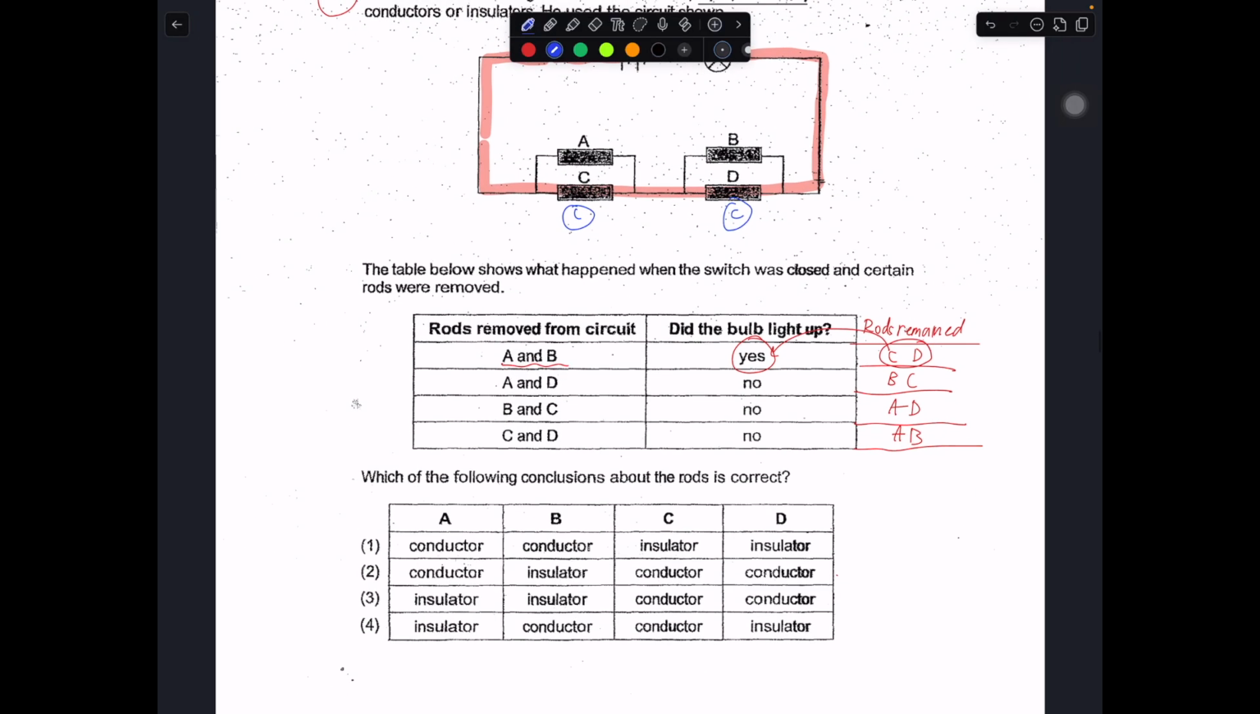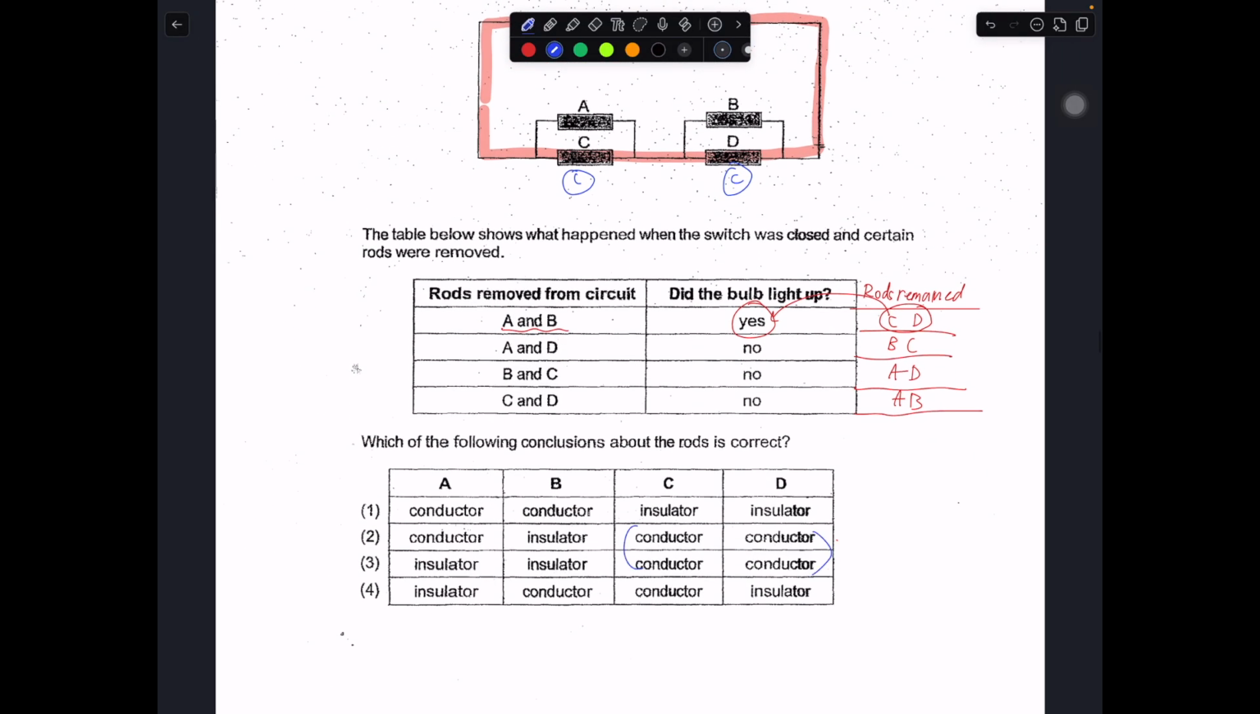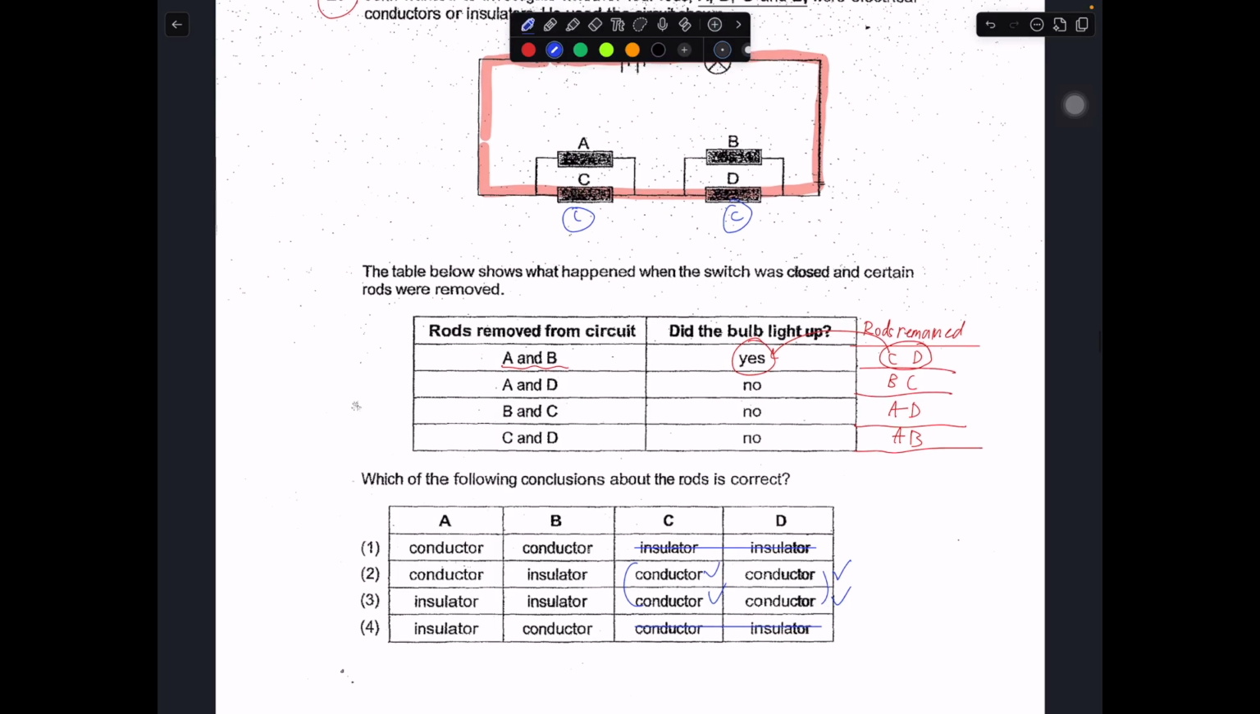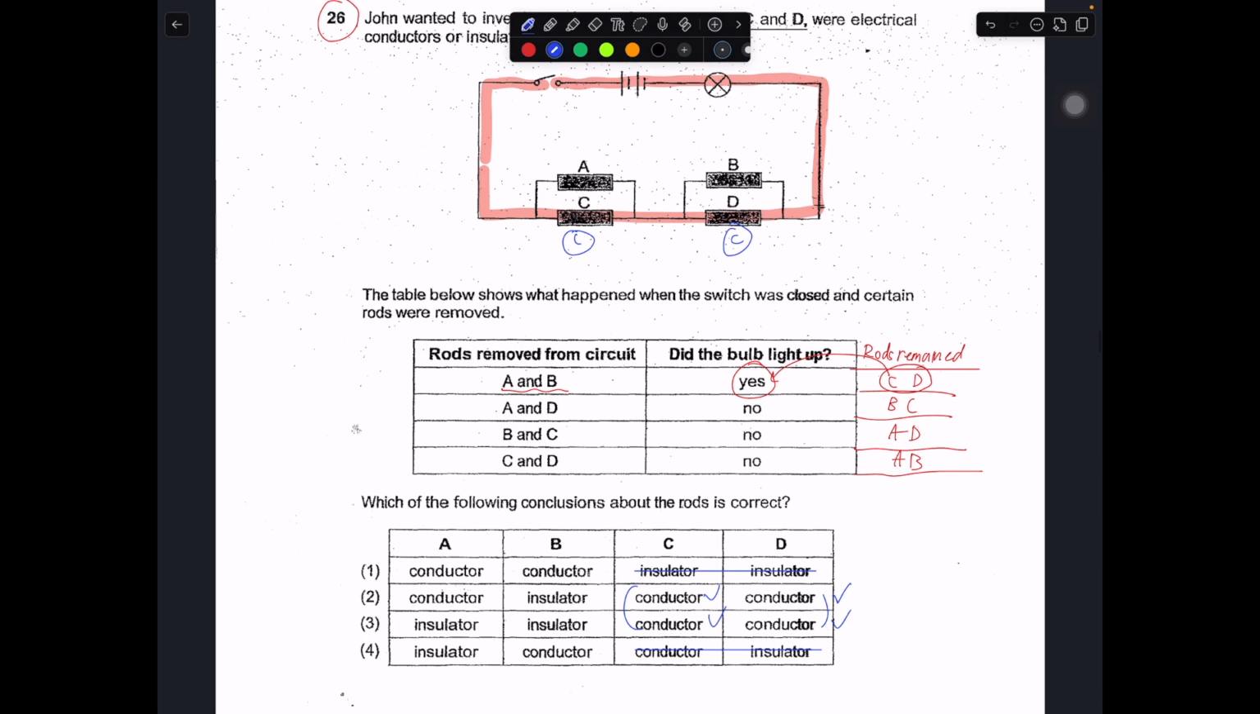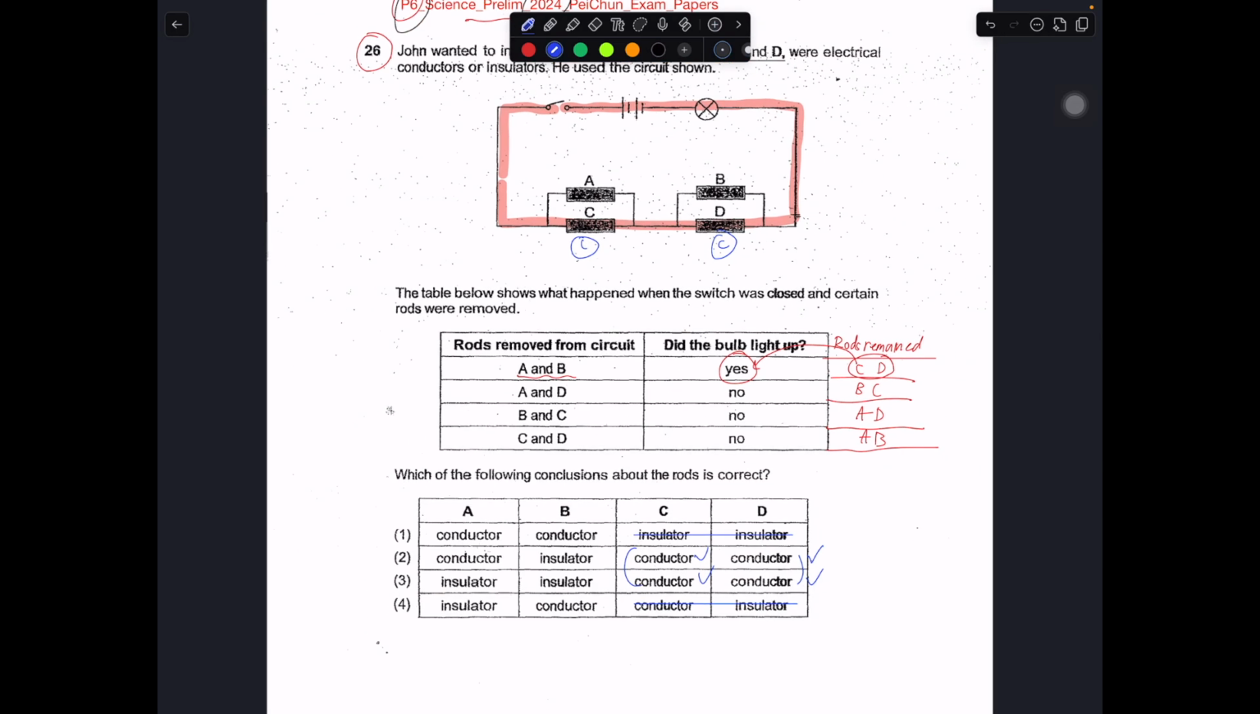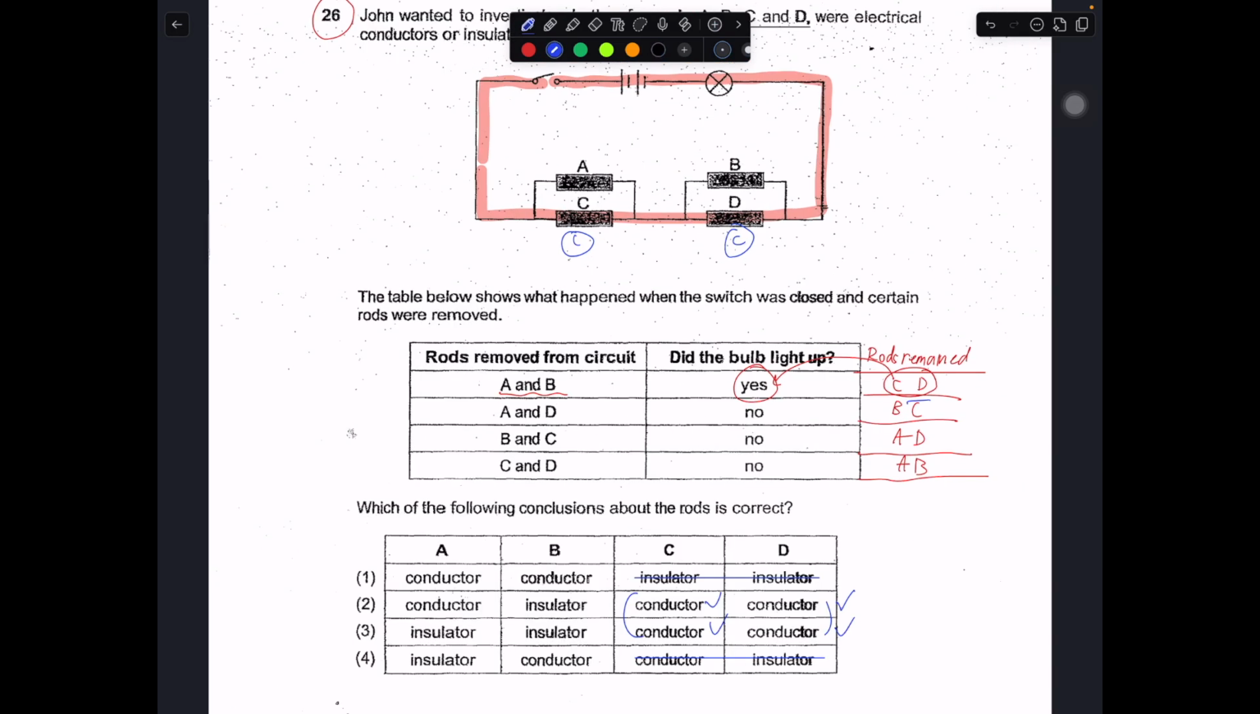So now you go back to your answer. So 2 and 3 must be correct, then the rest is wrong. Because we already established that C and D must be conductor, because when they are present, the light bulb lights up. So this becomes much easier. Now we know that C and D, they are conductor.